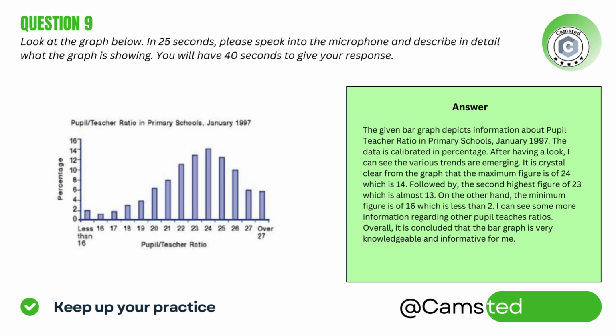On the other hand, the minimum figure is of 16, which is less than 2. I can see some more information regarding other pupil-teacher ratios. Overall, it is concluded that the bar graph is very knowledgeable and informative for me.